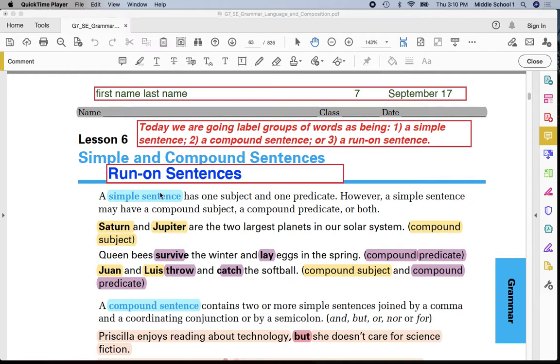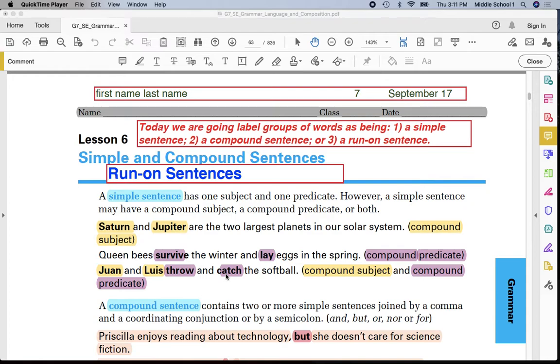Example 3. Juan and Luis throw and catch the softball. You'll notice in this first example, in yellow, I had a compound simple subject. In the second example, in purple, I had a compound predicate. And in the third example, I have a compound subject and a compound predicate, but it still is a simple sentence because there is only one thought, one sentence.